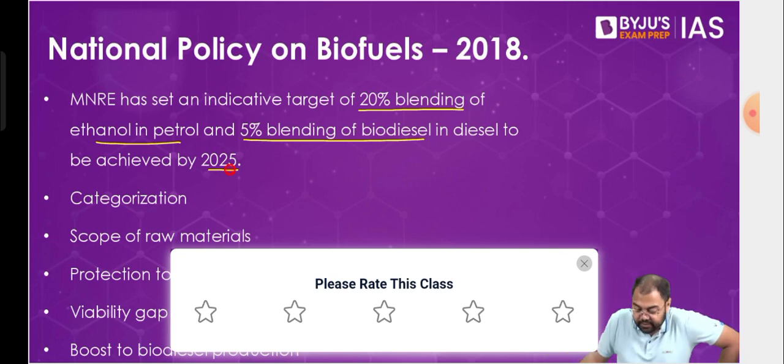Now, before this there was a 2009 policy as well, and it had laid down that 20% blending of ethanol in petrol would happen by 2017. By 2017 we were sitting at somewhere just 4% blending instead of 20%. So that's why all the targets were missed. There was no clear-cut roadmap, and we did not really do a good job there.